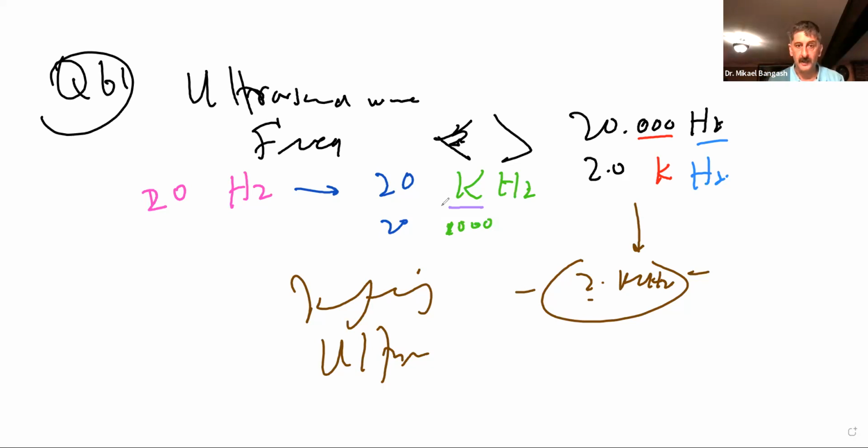But if you don't take into consideration kilohertz as the unit, then you can say 20 hertz and 20 kilohertz will be the same. Now, this kilo actually means 1,000. So anything less than this is infrasonic. Anything greater than this will be ultrasonic.